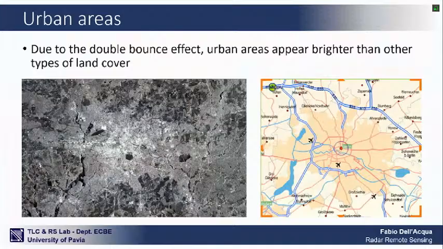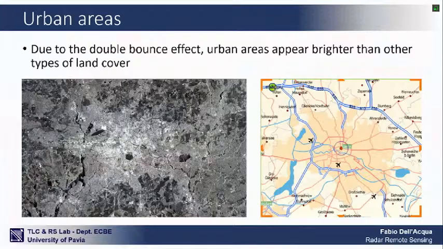Buildings, generally, even if they are not oriented perfectly, as we said before, statistically, in any city, there will be a number of buildings which are oriented in the right way, which will bounce back a lot of energy. So in general, urban areas will appear bright. These dark spots are airports, very flat. These dark spots are lakes, very flat, dark spots.